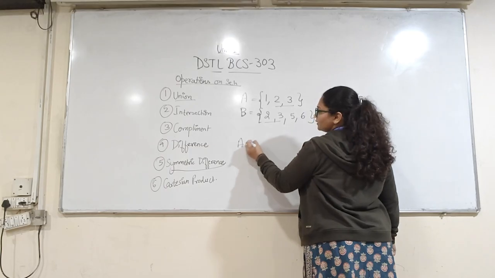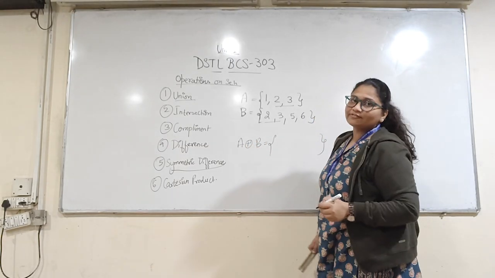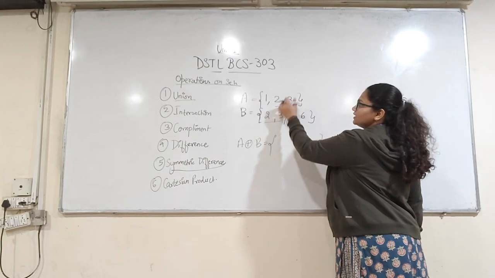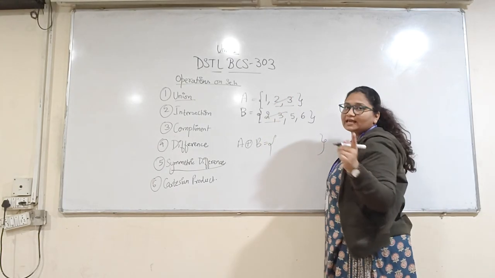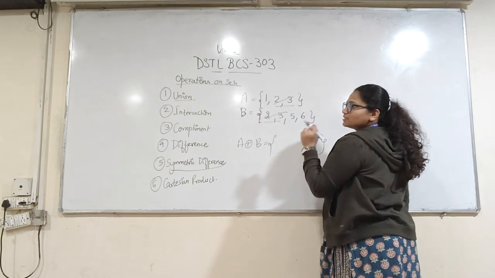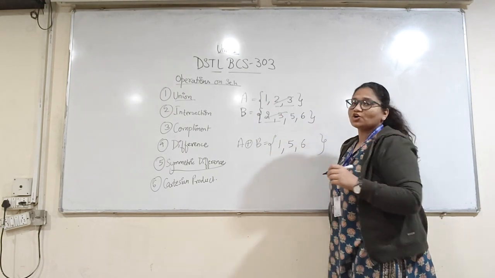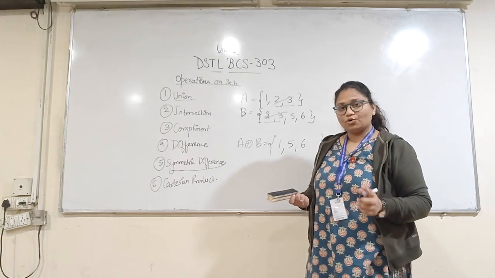A symmetric difference B will be, what are the common elements of A and B? 2 and 3. Eradicating 2 and 3 from both A and B and unioning the rest of the elements. So 1, 5 and 6. This is your symmetric difference. Okay?